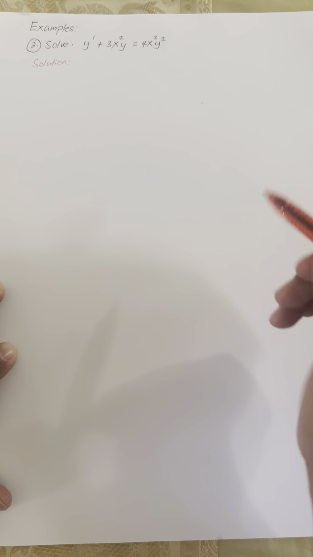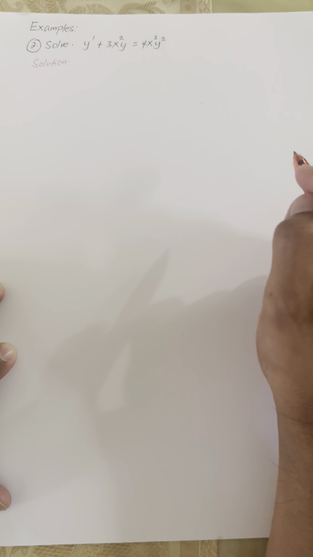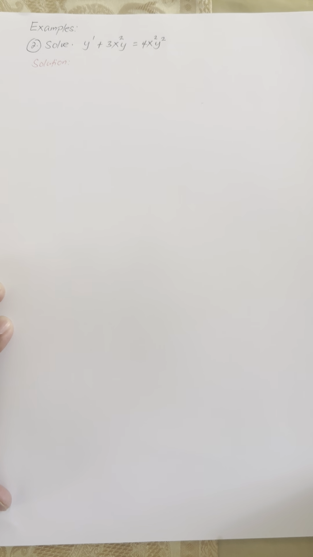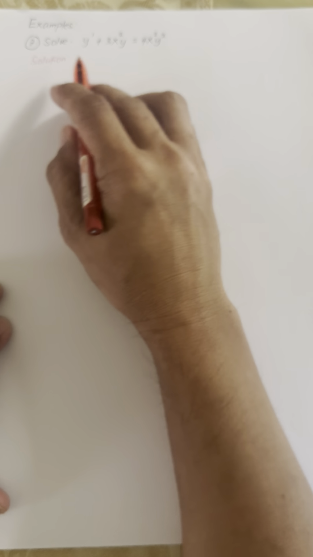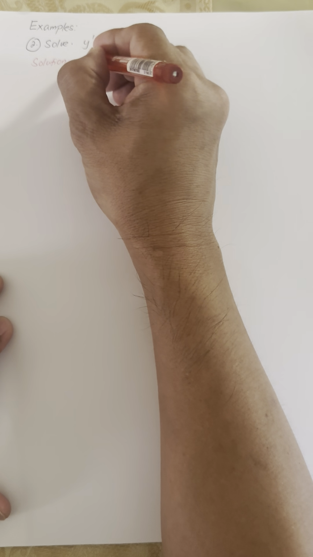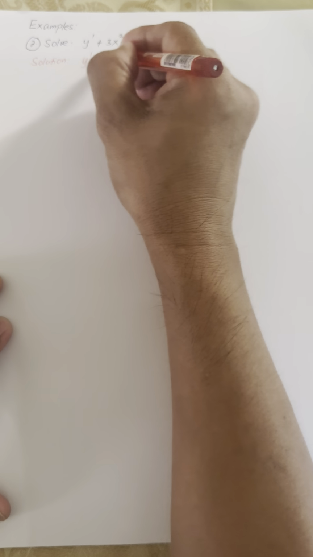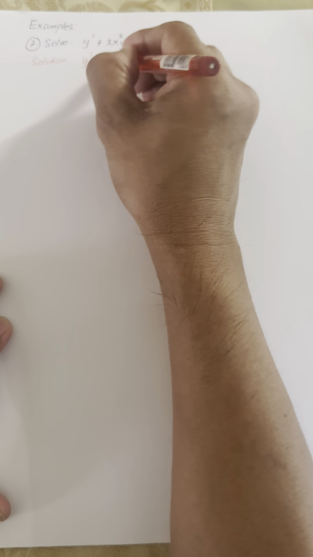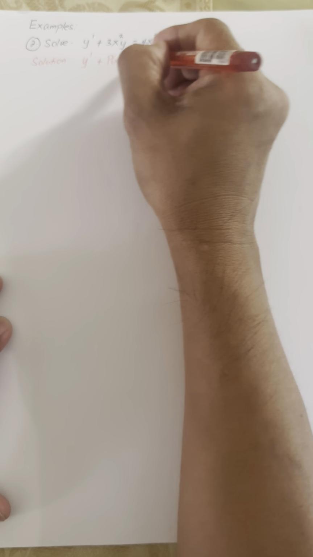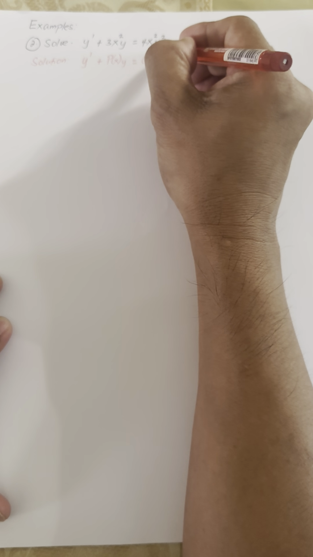Okay, so if we can find out that this is a Bernoulli equation, then we can solve it using the method that we have discussed in our previous video. Okay, first we have to compare the given equation to the standard form of Bernoulli's equation, which is y prime plus a function of x multiplied by y equal to another function of x multiplied by y to the n.